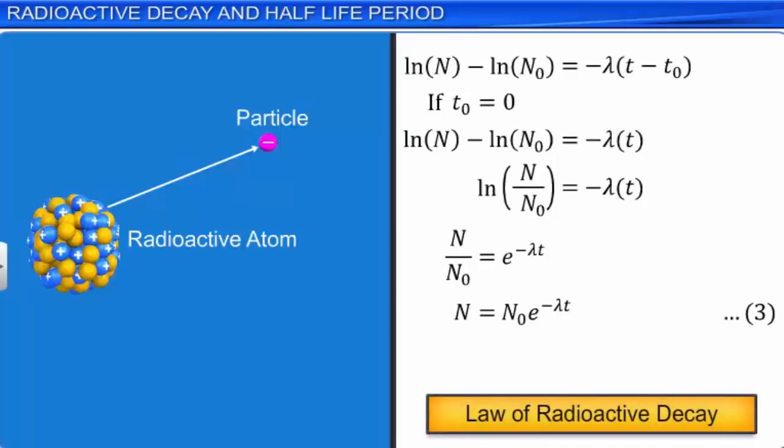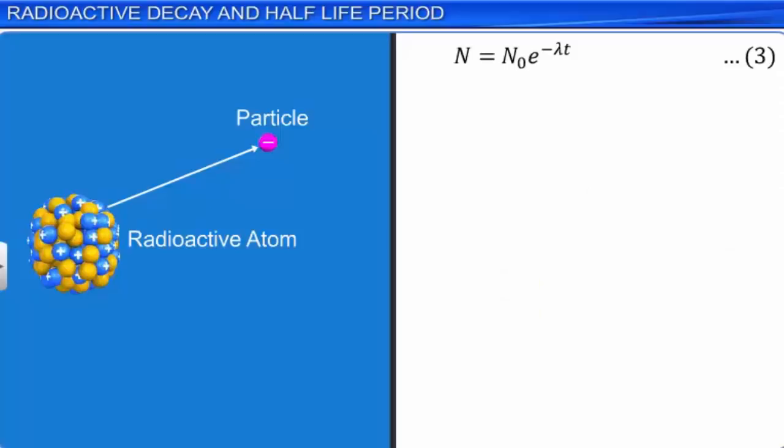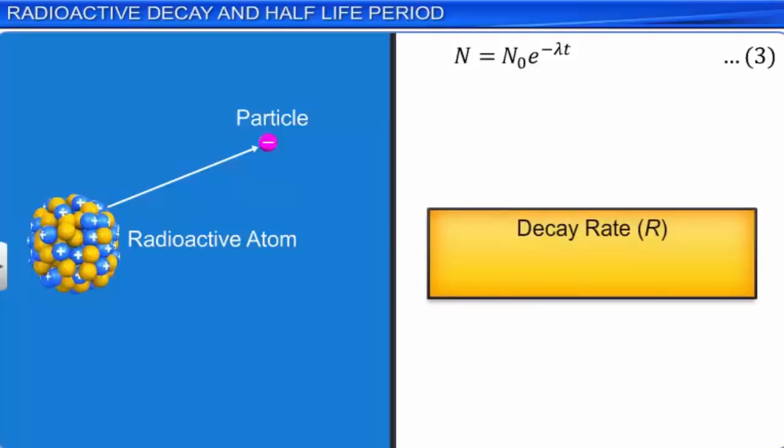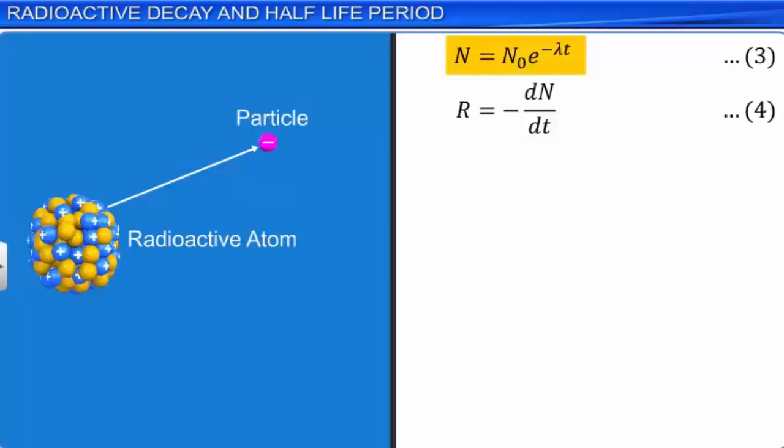In general, we are interested in the number of nuclei decaying per unit time than the number of nuclei present in the sample. Number of nuclei decaying per unit time is known as the decay rate and is denoted by R. R is equal to minus dN by dt. Let this be equation 4. Decay rate R is also called the activity A of the sample. Substituting equation 3 in equation 4, we get R is equal to minus d by dt of N naught into e power minus lambda t. Simplifying further, we get R is equal to lambda N naught e power minus lambda t. Let this be equation 5.